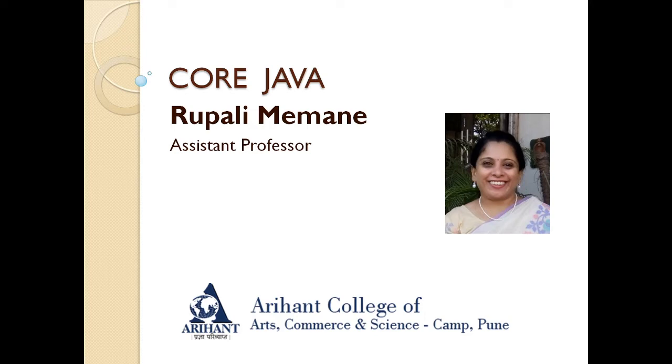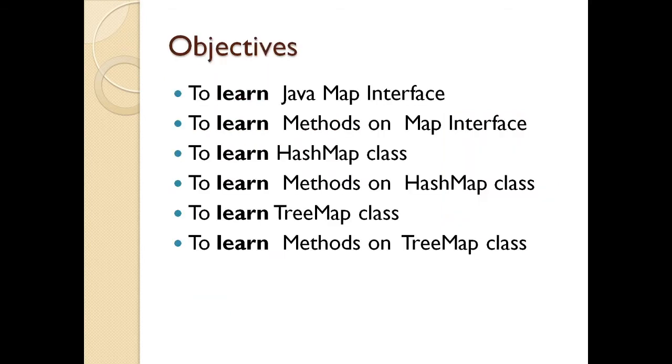To begin with the collections, we have already seen what are sets, what is array list, what is linked list. In the previous lectures, we have seen the hash table, iterator, list iterator. Now, in today's session, we will see what is Java map interface, what are the methods on map interface. We will learn hash map class. We will learn the methods on hash map class, what is tree map class, and what are the methods which can be implemented on the tree map class.